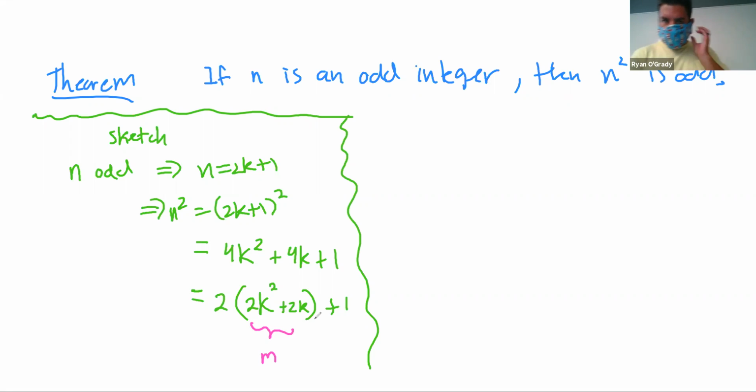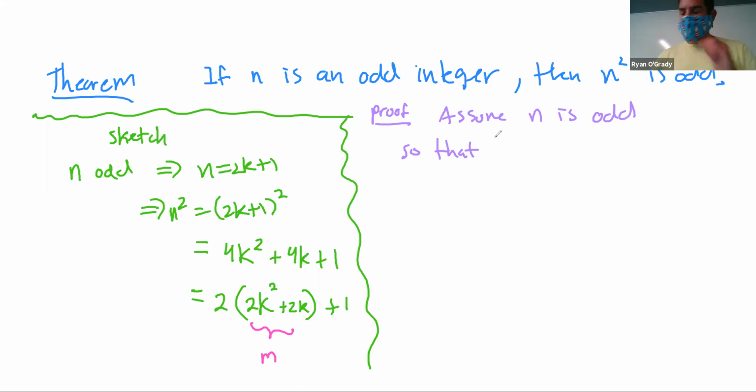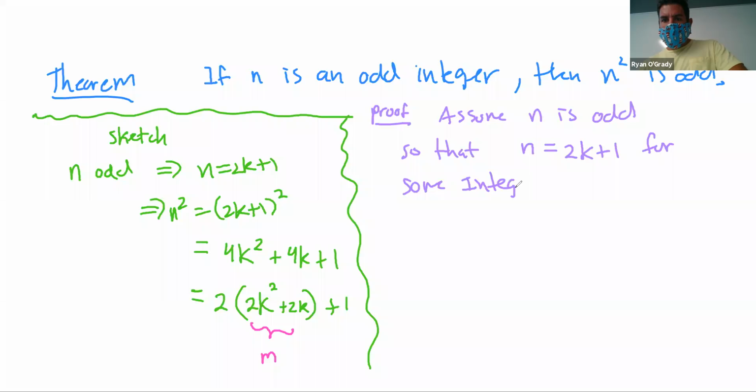And so now we can actually give a polished proof. So we assume n is odd. And we don't have to be so wordy. What does it mean to be odd? It means n equals 2k plus 1 for some integer k.